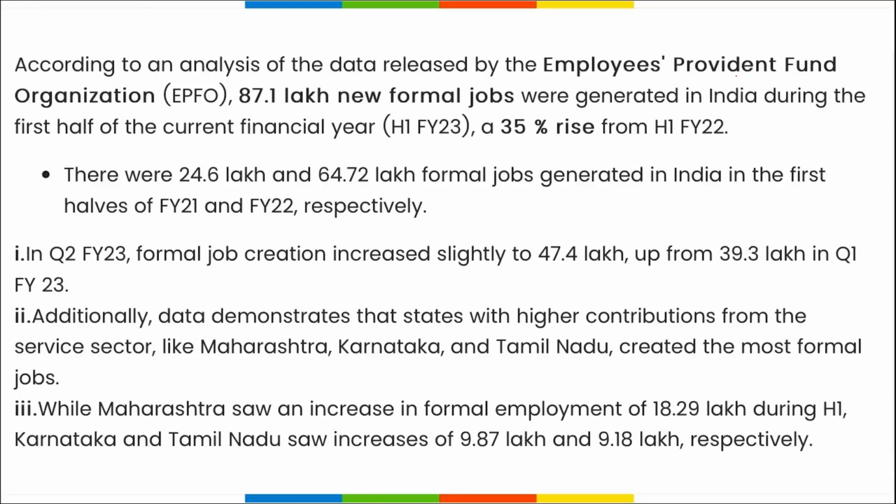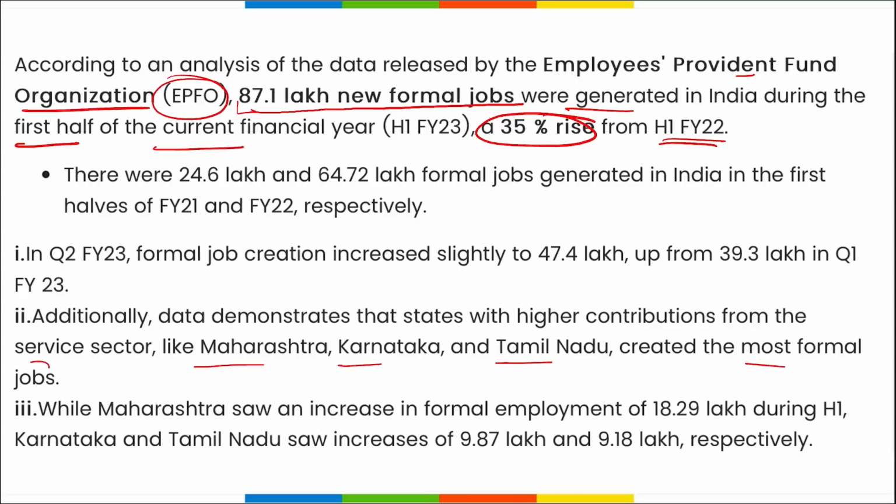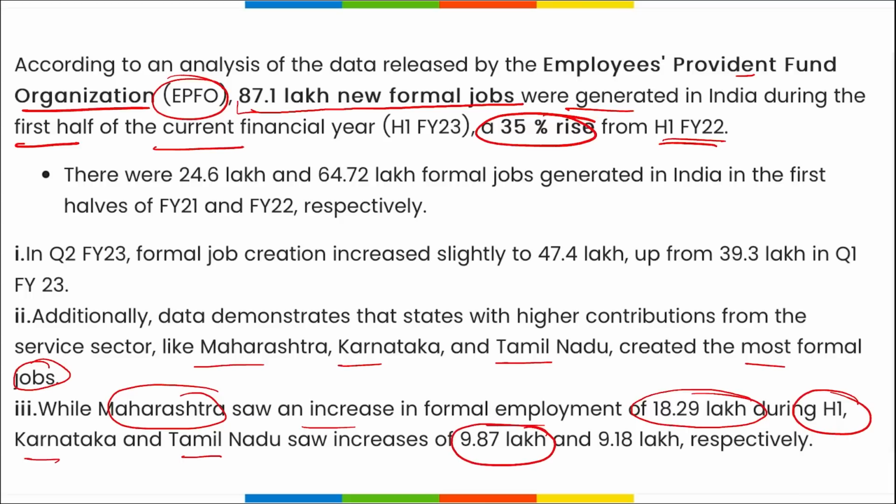All right, here you can see the data. EPFO, that is your Employees Provident Fund Organization, released data stating that 87.1 lakh new formal jobs were generated in India during the first half of the current financial year, a 35% rise from the first half of fiscal year 23. All right, here you can see the data demonstrates that states with the higher contribution from the service sector like Maharashtra, Karnataka, and Tamil Nadu created the most formal jobs, while Maharashtra saw an increase in the formal employment of 18.29 lakh during the first half, and Karnataka and Tamil Nadu saw an increase of 9.87 lakh and 9.18 lakh respectively. All right, so a question can also be asked in such a way that where was the maximum number of formal employment created? It was the maximum in Maharashtra, followed by Karnataka and Tamil Nadu.